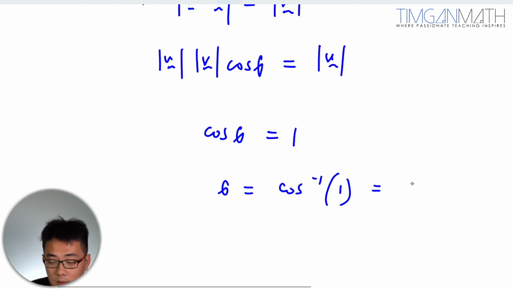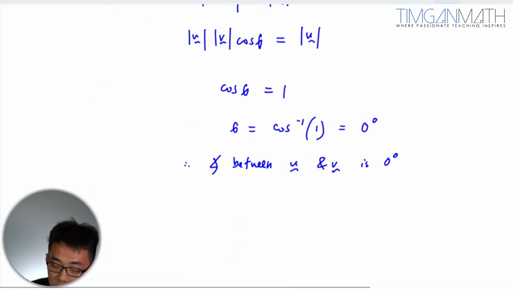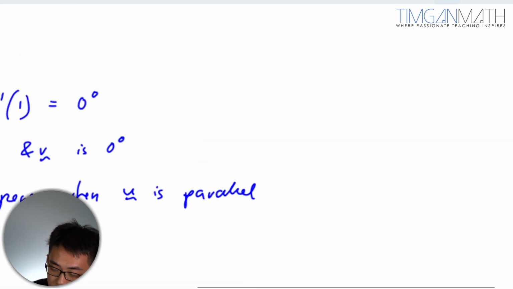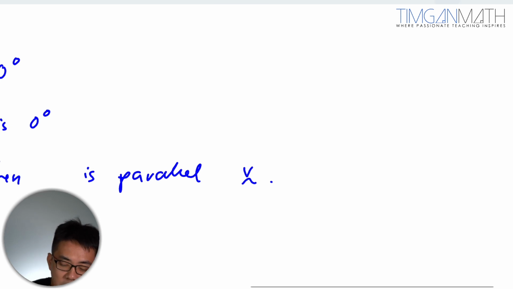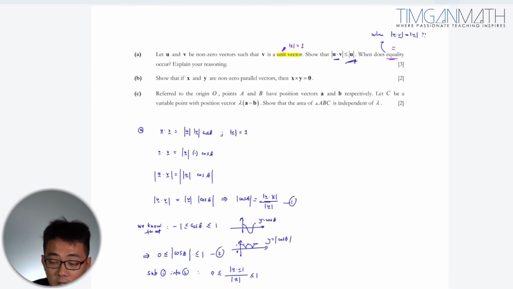Cosine is 1 when the angle is 0 degrees. So hence, when the angle between u and v is 0 degrees, meaning to say, equality happens when u is parallel to v. Okay, so that's how you do the first part, which is pretty interesting. I think it's a very good question to test your ability to manipulate using dot product.